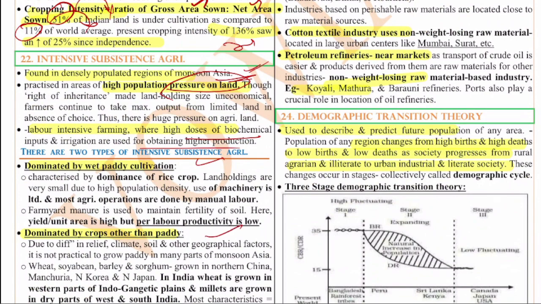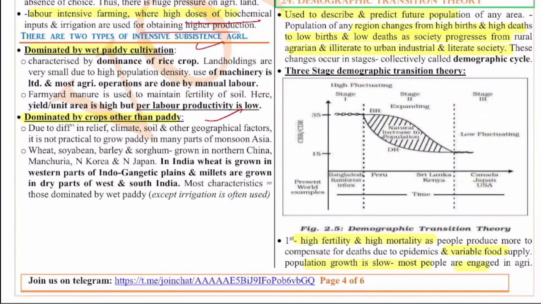Paddy cultivation means it is dominated by rice, whereas other crops, in India especially, include soybean and wheat, so all these things are grown. The millets, especially in the central part and the other dry parts, can all be seen in India.